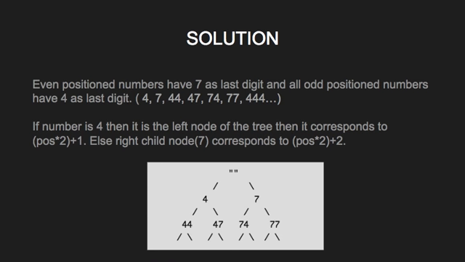For example, 47. The digit is 4, hence it is the left node of the tree. Then it corresponds to the position of the parent into 2 plus 1. That is, position becomes 0 into 2 plus 1, equal to 1. Next digit is 7. It corresponds to the right child, so the position will become position into 2 plus 2, that is 1 into 2 plus 2, equal to 4. We can check that 47 is indeed at position number 4. This way we will traverse the whole number and get the required position.